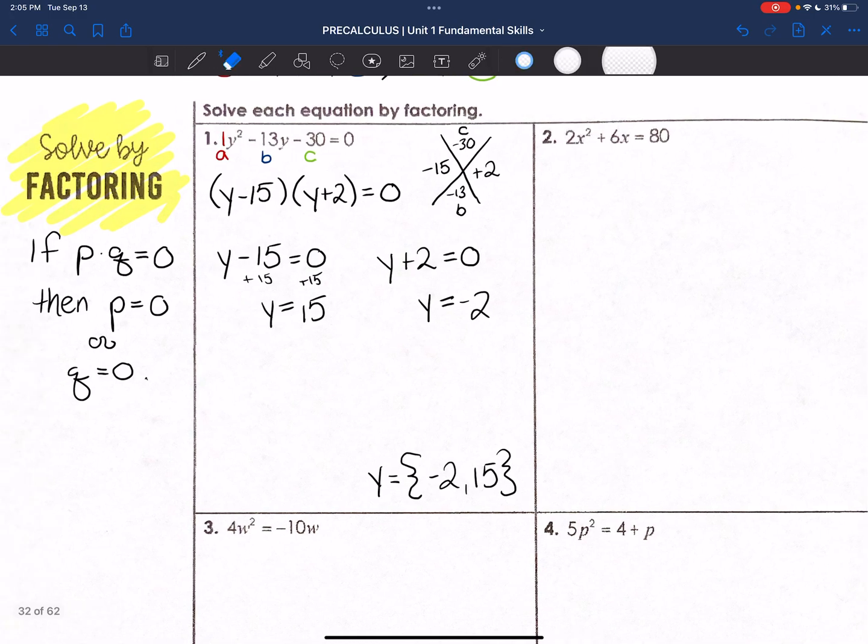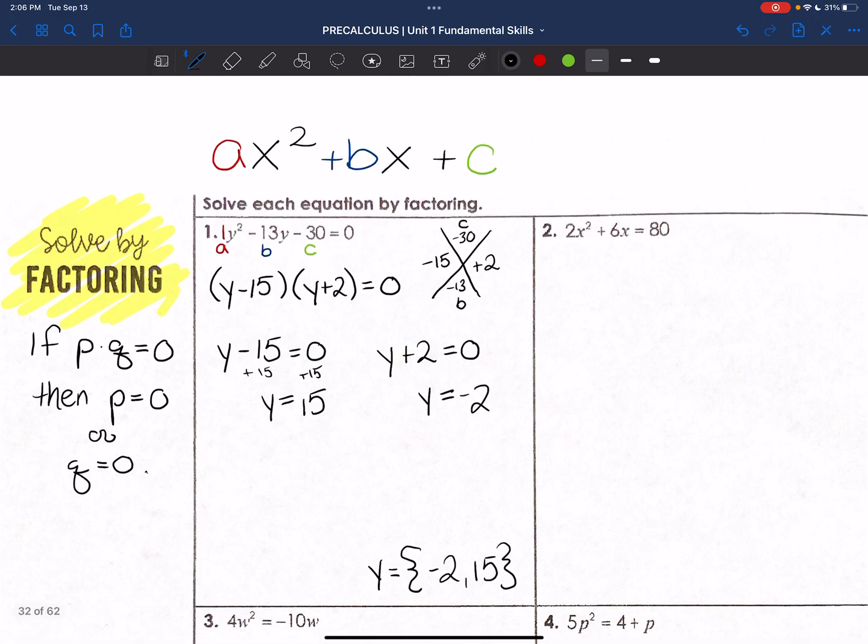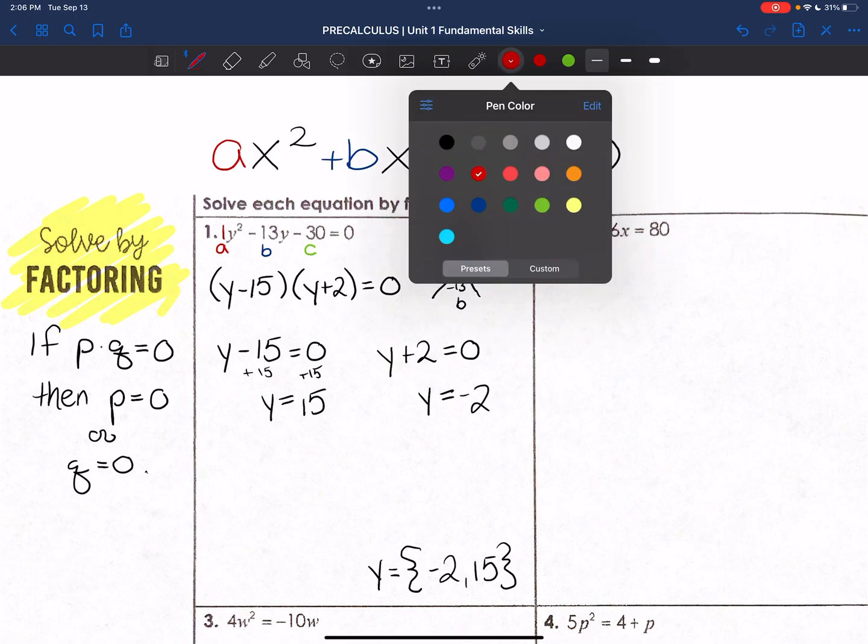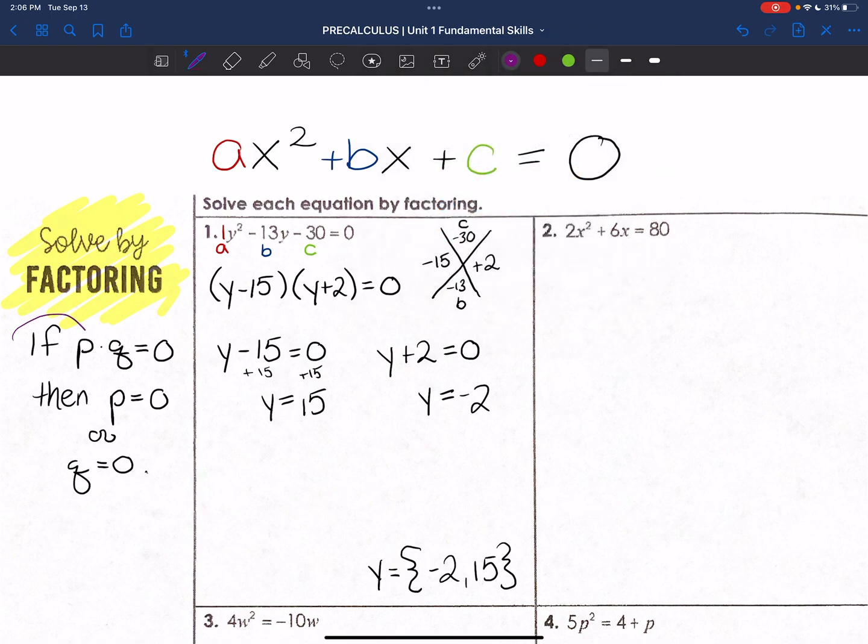Let's take a look at our example number 2. Now, it is very important. We need to have our equations such that it is equal to 0 in order to utilize this property that we see down here. If we're going to use this zero product property and set each equal to 0 and then solve those two equations, it has to be that the equation equals 0.